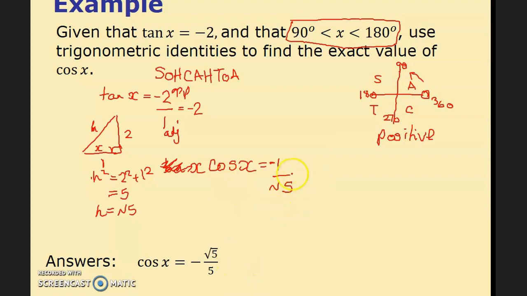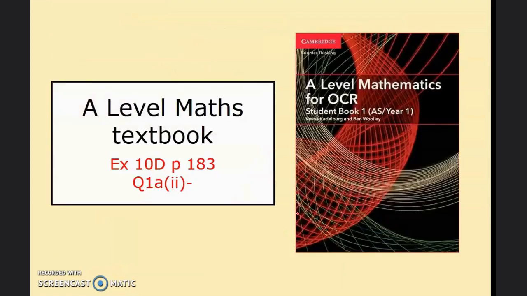If you type negative 1 over root 5 into a calculator, it comes up minus root 5 over 5, which is the same thing, of course, as the answer down here. So that's all worked out fine. And that broadly is it. I've got some questions for you from exercise 10D.